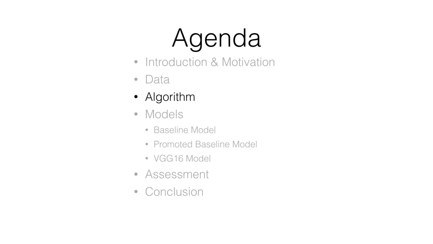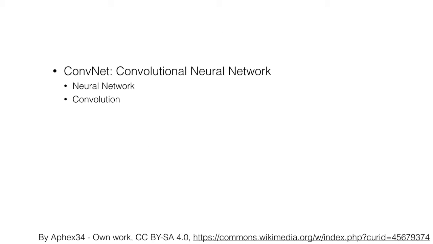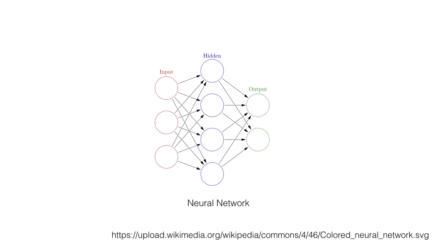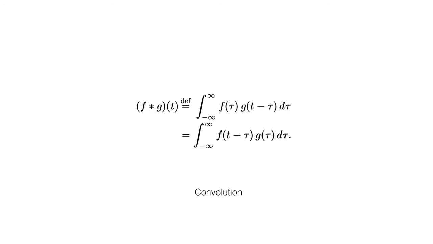Then comes the algorithm section. We use ConvNet to build our model, and ConvNet is short for Convolutional Neural Network. First, we will introduce neural networks. Neural networks are networks formed by a large collection of neurons which react to stimuli and generate an activation. Then, what is convolution? Convolution is a mathematical operation and it works very well with image numeric representation.